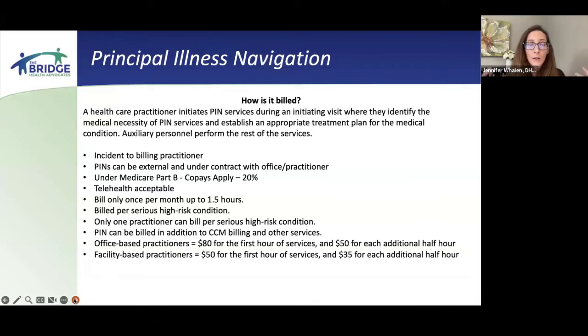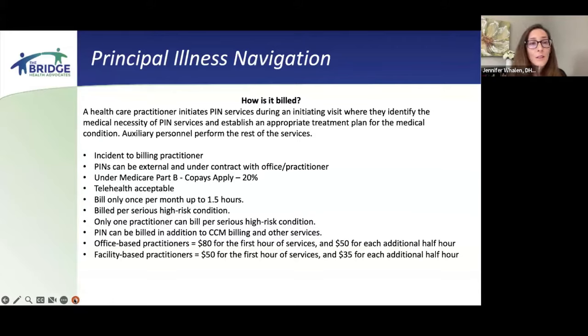And then the auxiliary personnel, the PINs, they jump in and they'll do the rest of the services. So then they'll do the monthly calls or visits, whatever it is. So the billing is always incident to that billing practitioner. The auxiliary person is doing the care, but it's incident to that billing practitioner. The PINs can be external to and under contract with that office or practitioner. They don't need to be employed by them. They don't need to be on site. They can be a contractor.